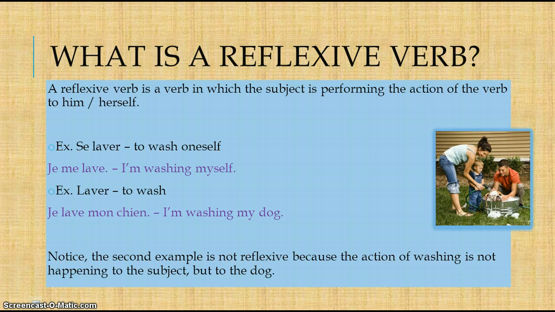As opposed to our second example, laver. There's no se, so that means this is not a reflexive verb. Laver by itself means to wash. Je lave mon chien, I'm washing my dog. Because the act of washing is happening to the dog and not to the subject of the sentence, laver cannot be a reflexive verb.